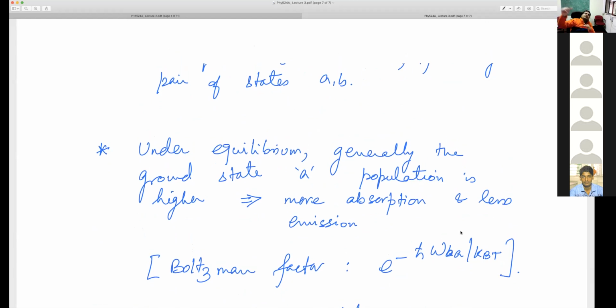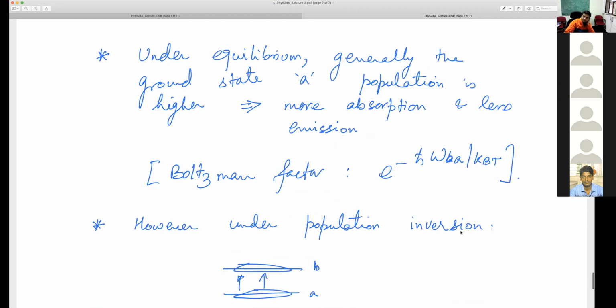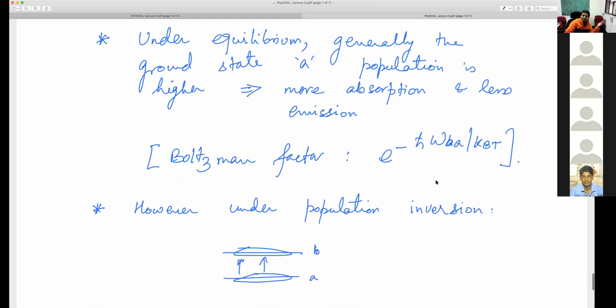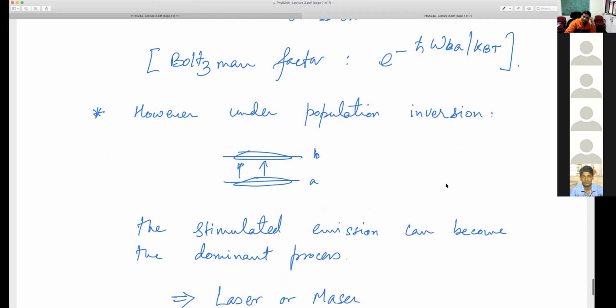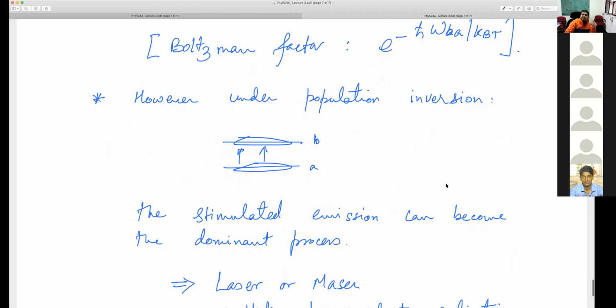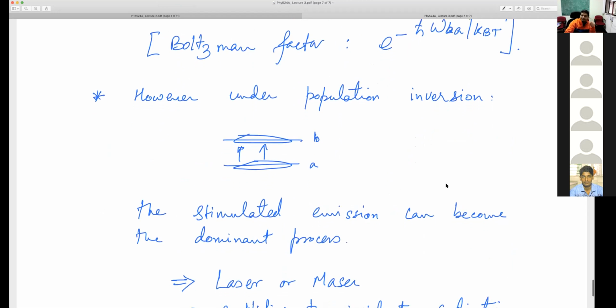Neither the number of photons is changing, nor the number of excited state or ground state atoms is changing, basically. Okay, so that's the more generalized version of, if you like, the equilibrium condition. And if you have a population inversion, what I was talking about.